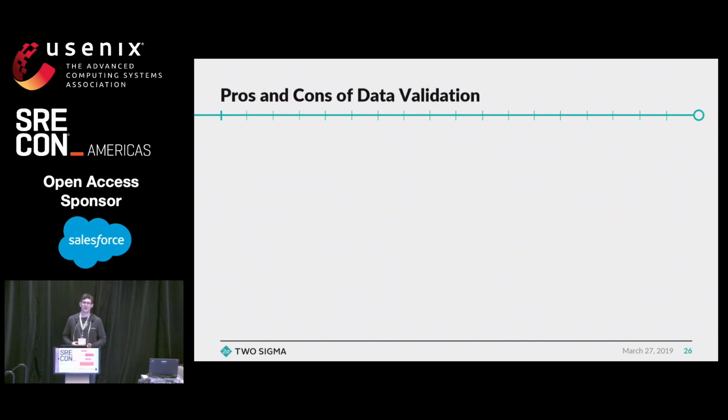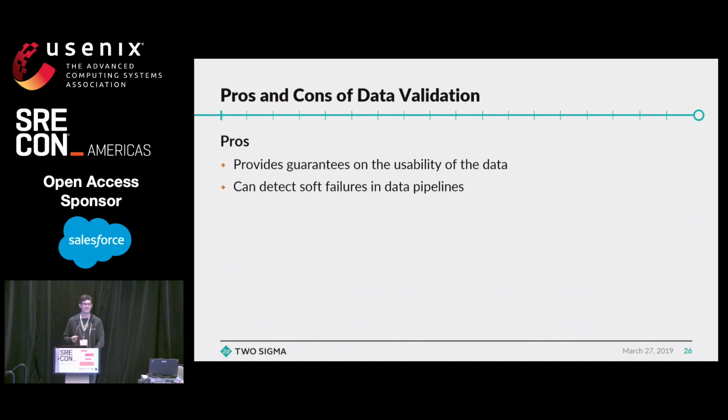So what are the pros and cons of data validation? The pros should be fairly apparent. We get to provide some level of guarantees on the usability of our data. We can detect soft failures in our data pipeline. These are situations where tasks are succeeding, but the data we're generating is invalid, and by the end of the pipeline, our consumers will be ending up with data they can't use. And now that we can detect soft failures, we can turn them into hard failures and actually prevent the execution of downstream tasks using invalid data.